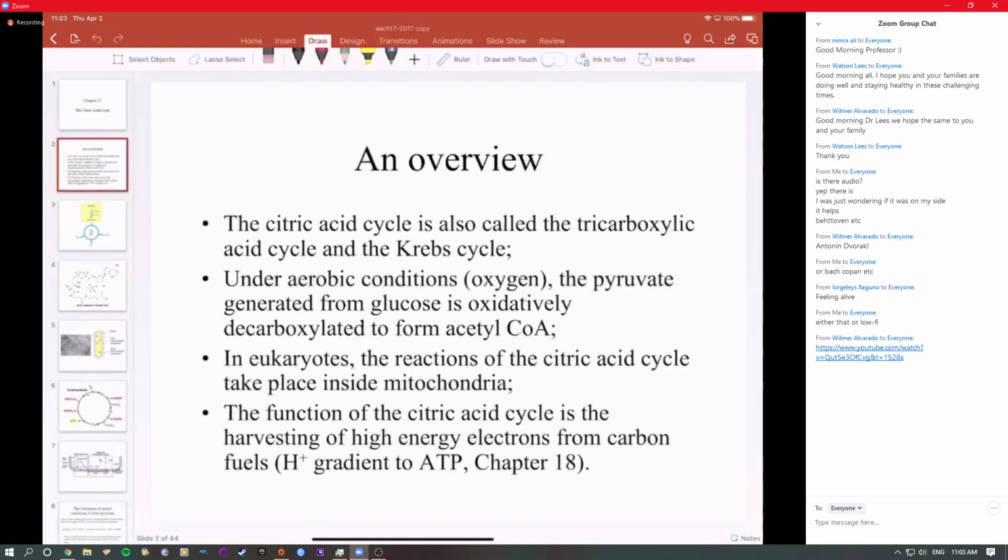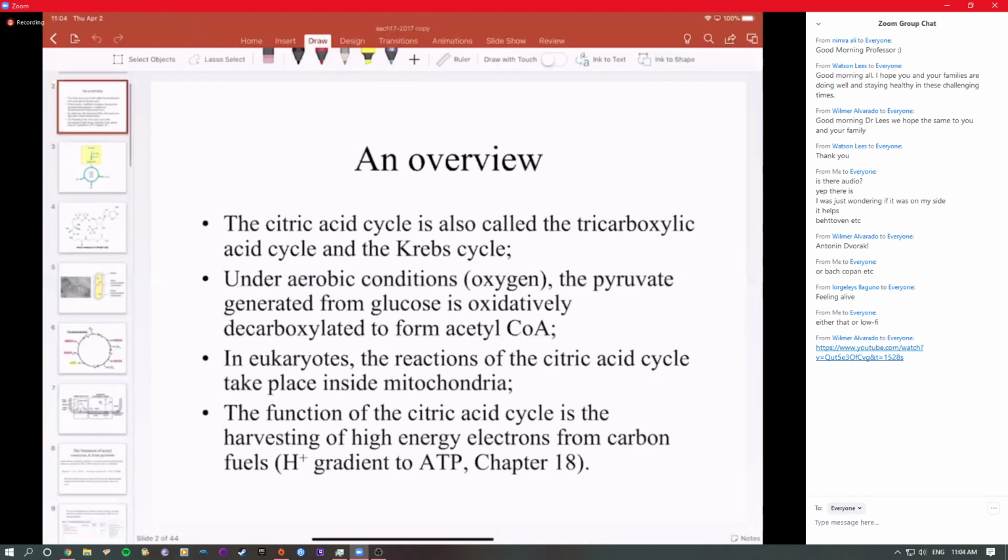The citric acid cycle is sometimes called the TCA cycle or the tricarboxylic acid cycle because there are tricarboxylic acids in the cycle, or the Krebs cycle because Krebs was the person that elucidated it. And again, this requires oxygen, so this is what they call aerobic metabolism. Initially, you go from pyruvate to acetyl-CoA, and then the acetyl-CoA goes around the cycle itself, which takes place inside the mitochondria. And ultimately, the NADH that you produce is going to produce a proton gradient, which is then used to produce ATP. But that's in chapter 18.